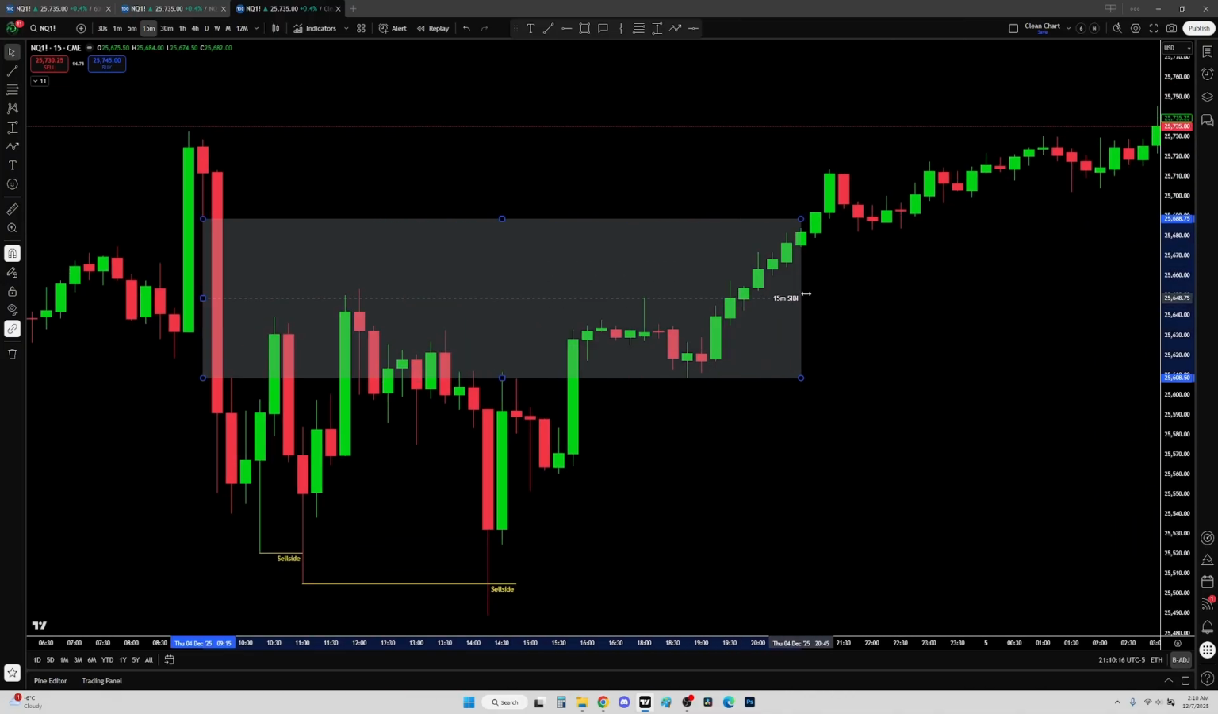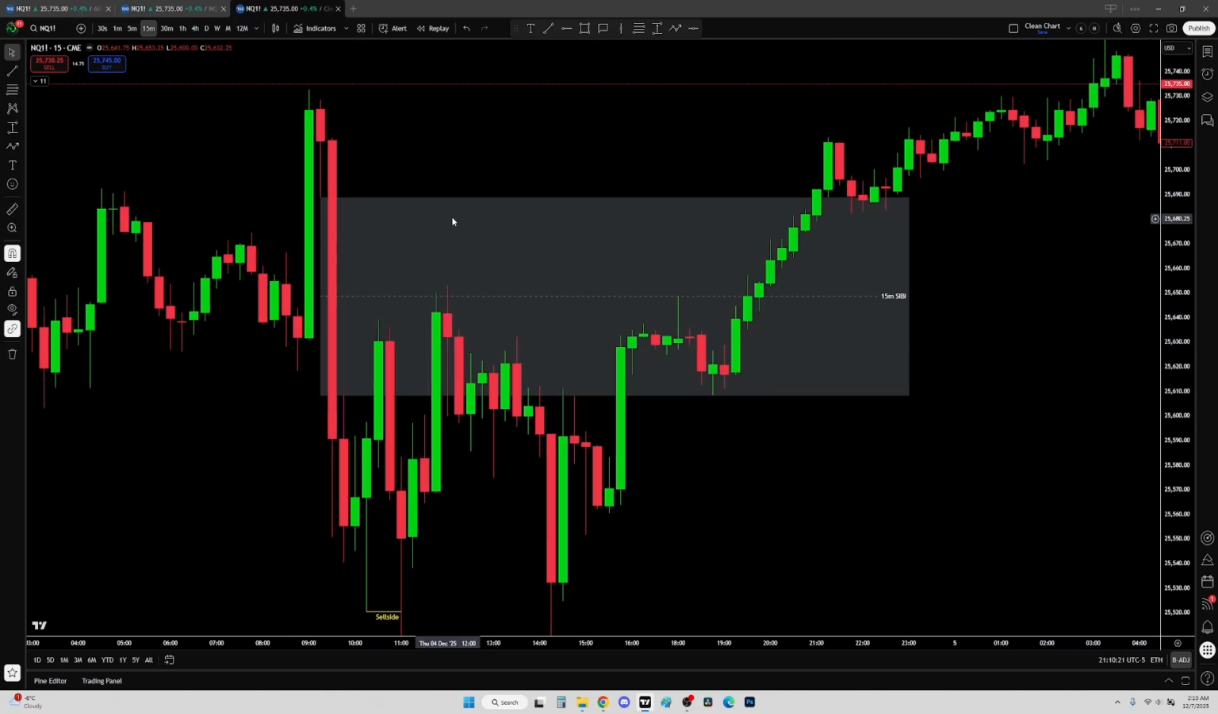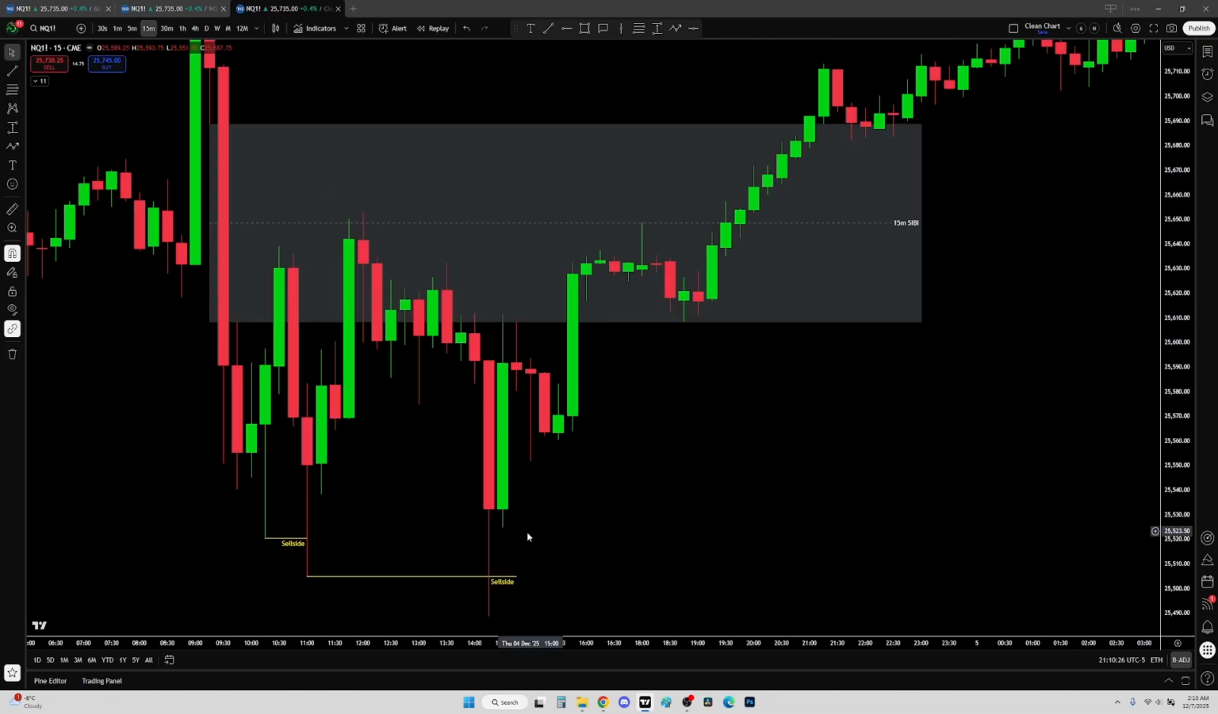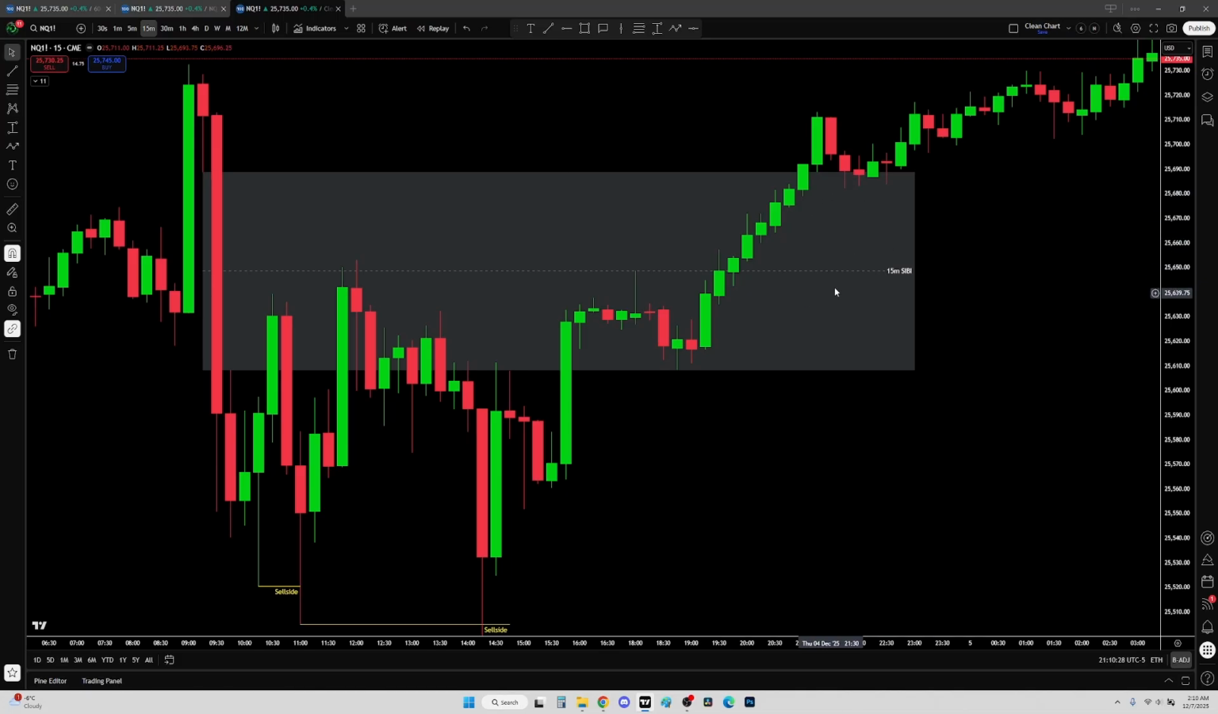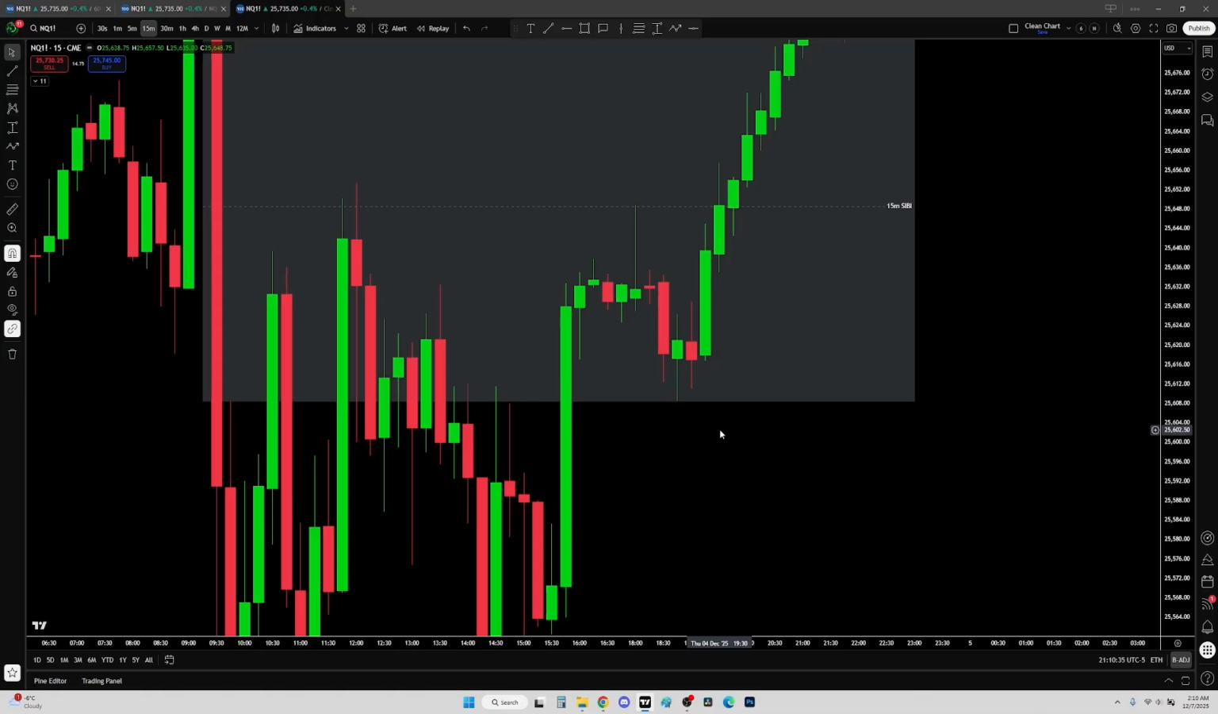However, if you were to pull this forward, you can see how price starts to invert it. 1, 2, 3 touches into this sell side imbalance, buy side inefficiency. However, it uses the low of it right here. Look at how precise that is.